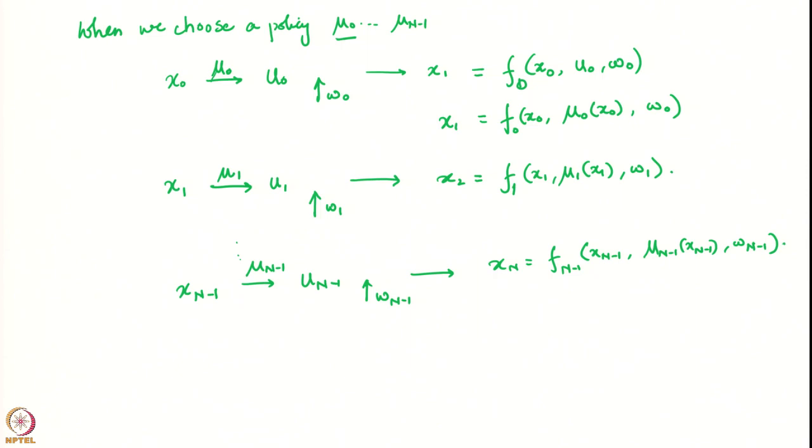Now the important thing to note here is the role that the policy plays. The policy does two things. One is, of course, that it chooses the action for you. For example, mu 0 of x 0 is u 0, the action that you need to choose. But in addition, the policy also decides the probability distribution of the next time step. x 1 is a random variable, the state that will evolve at the next time step. It is a function of the noise, but also of the previous state and the action that you have chosen.